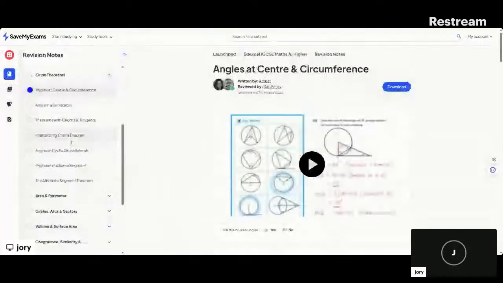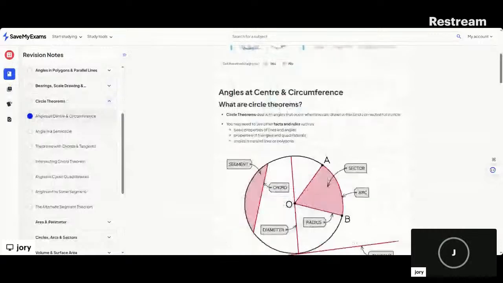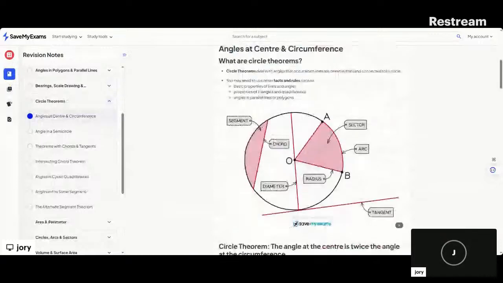The circle theorems. Okay, that's a segment. That's a sector. Sector is a pizza slice. Segment is just a part. I know what a tangent is. I know the radius and diameter. That's an arc and that's a chord. So sector is a pizza, segment is a part. Radius, arc and chord. Sector, segment, arc, and chord.